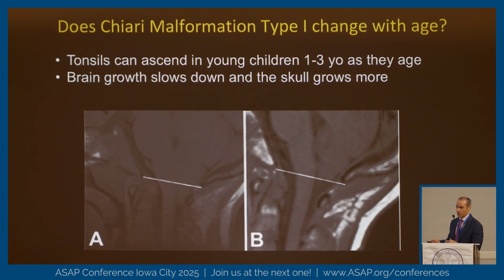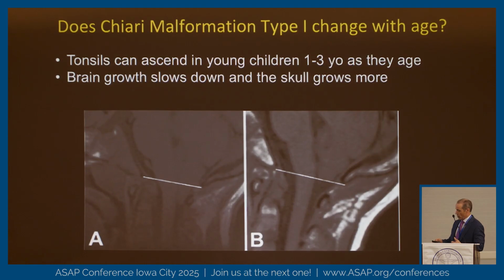So the brain is growing almost too much, and then some of the cerebellum will descend into the spinal canal. There have been many reports of spontaneous resolution of a Chiari malformation. Here's a tonsil descent down here. It's harder to see on this projector, but it does ascend above this white line as that child ages.